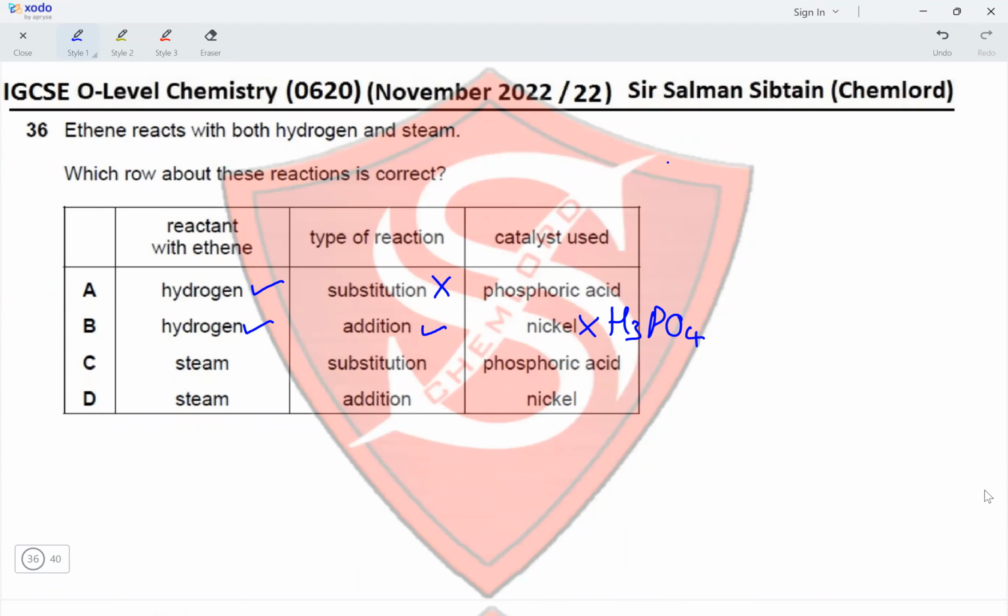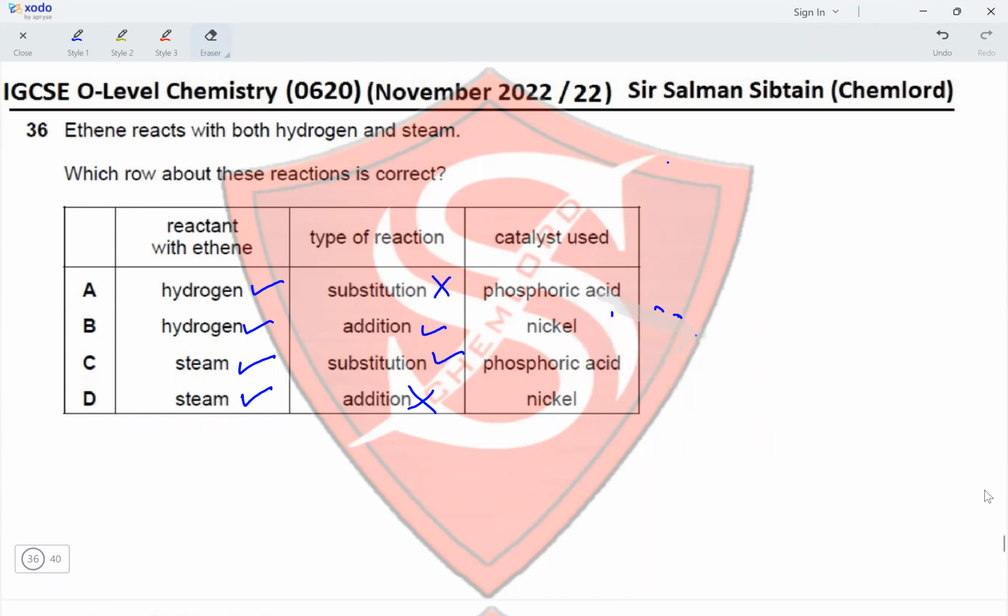Next, option C. The reactant would be steam. The reaction would be substitution. So option D has been eliminated. And the catalyst would be phosphoric acid. Okay, there is something wrong here. Let's just go over this again.